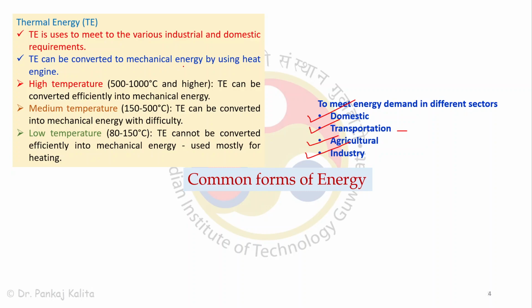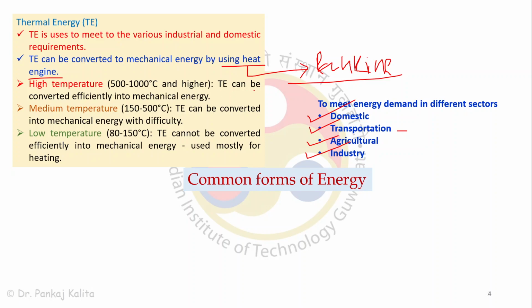It can be converted to mechanical energy by using a heat engine. We will learn about these concepts later. Just as of now, we can convert thermal energy to mechanical energy by using a heat engine. What can be an example of a heat engine? The Rankine cycle, which we use in power plants, is also a heat engine. This has a boiler, steam turbine, and condenser.